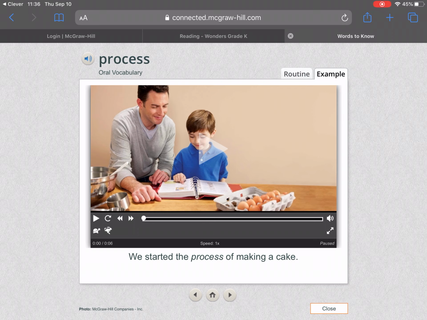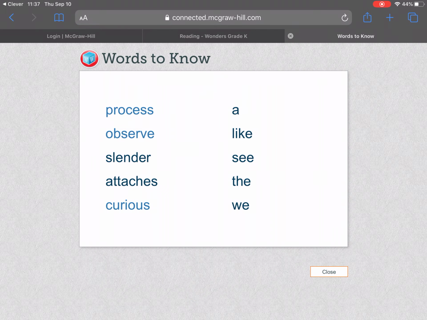So in our example picture, the boy and his dad started the process of making a cake. So they have to do those things in order to make a cake. So that is process. So we're just going to do our hands 1, 2, 3 to follow the process.